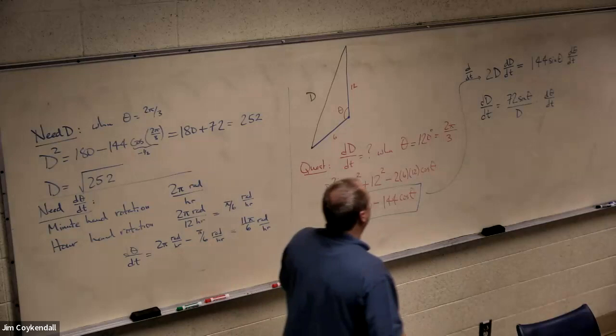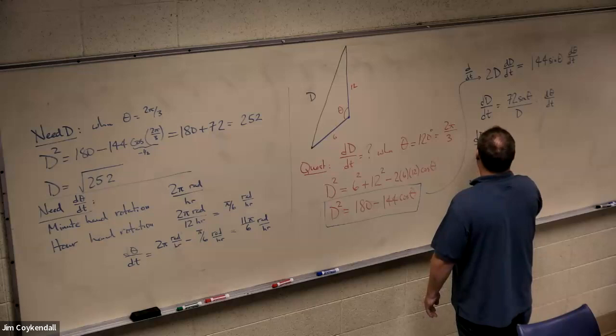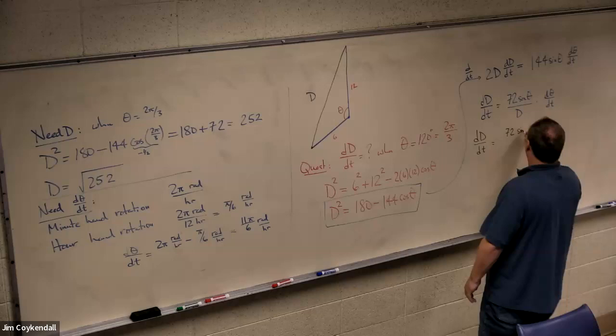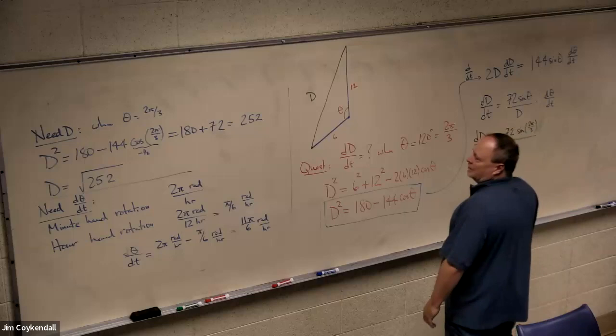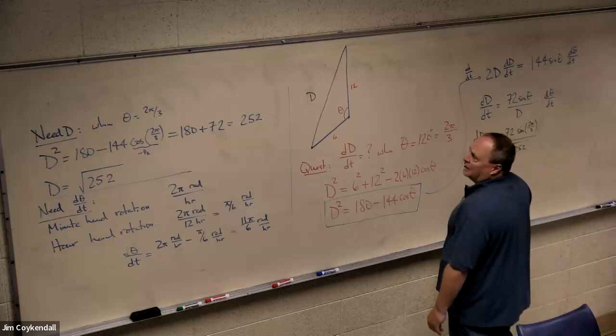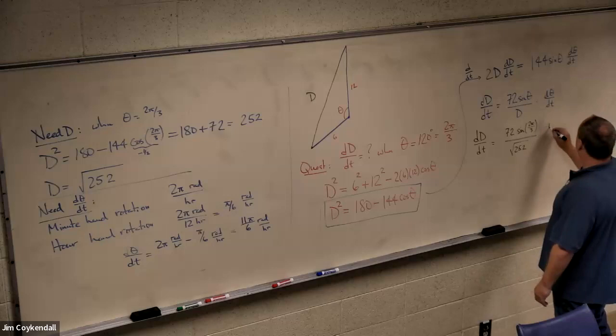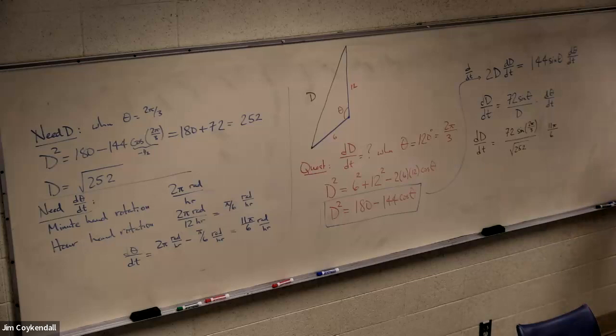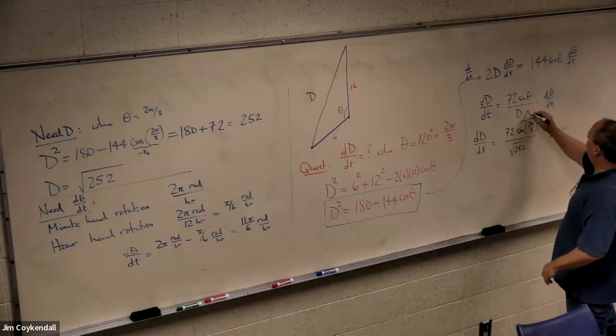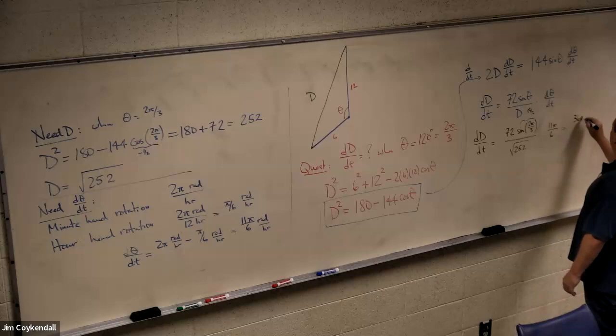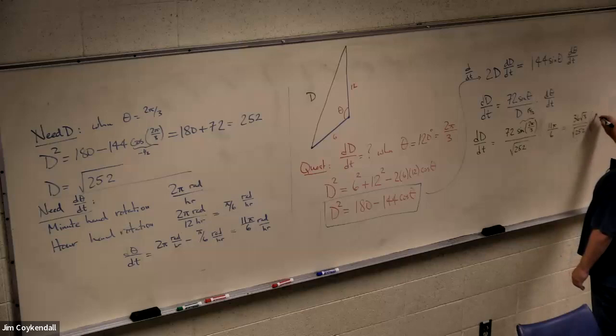Let's see, dD/dt is 72 times sine of 2 pi over 3 over d, which is the square root of 252, times 11 pi over 6. Sine of 2 pi over 3 is radical 3 over 2, so this is 36 radical 3 over radical 252 times 11 pi over 6. And this should be inches per hour.